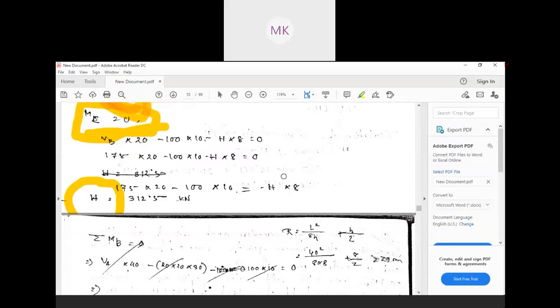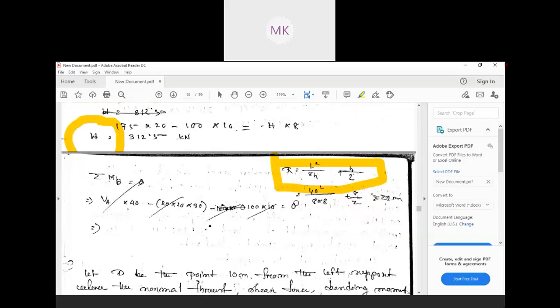From here, after this we need to find out the radius. For finding out the radius, the formula you already know: R is equal to L square by 8H plus H by 2. Just put all the values because everything is given. L you know is 40, H is given as 8. So just put the values and you can find out the radius.